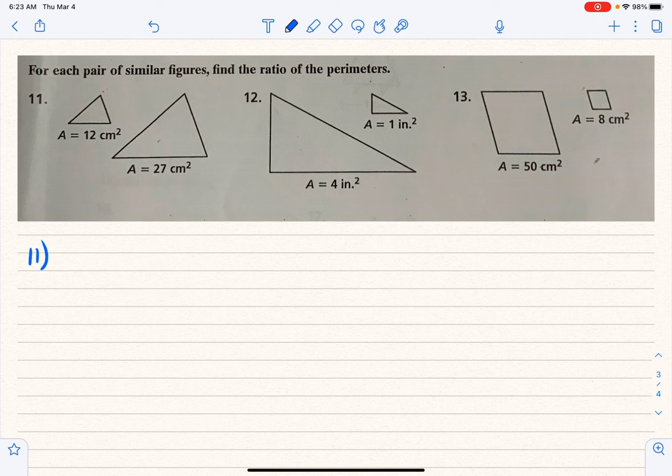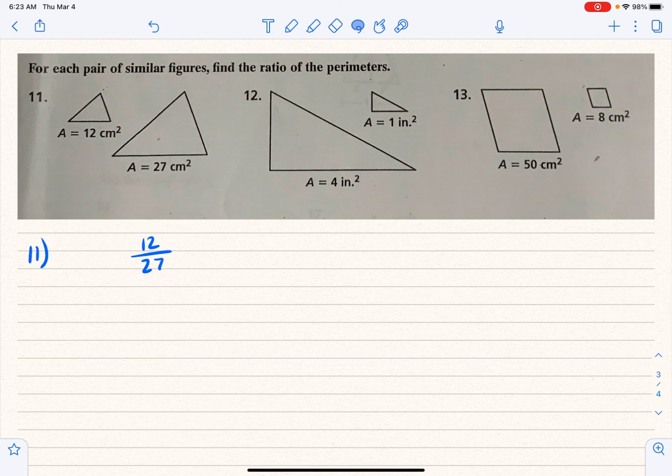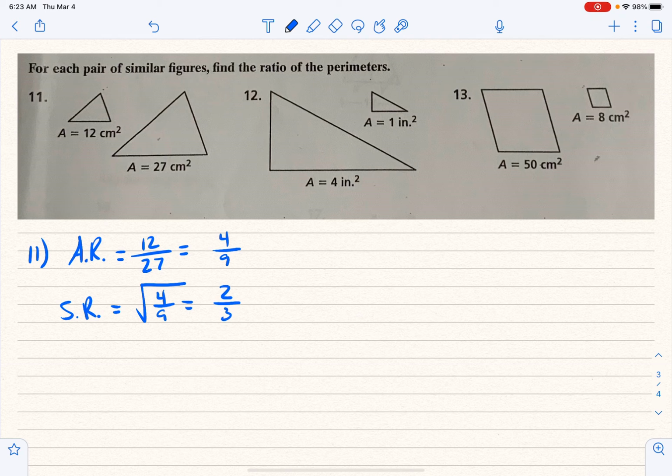So for number 11, I say, well, I know I've got 12 to 27. And like I said, it'd be good to track what in the world that is. And that is the area ratio. How do I know? Because I literally compared the two areas. They're both divisible by 3, so I get 4 over 9. And so therefore, I say the similarity ratio is equal to the square root of 4 over 9. That's going to be 2/3.